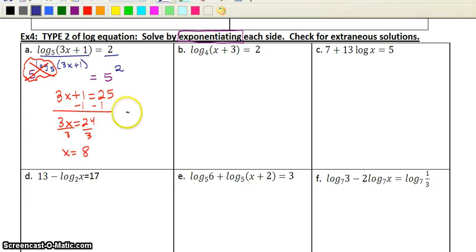To check your work, we're just going to take our answer and plug it in for x and see if it ends up giving us a true statement. So this whole statement ends up being 24 plus 1, so 25. And if you need to, type in your calculator log of 25 divided by log of 5, and you end up getting 2. So check, it works.